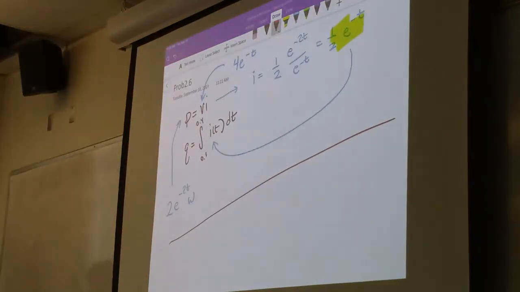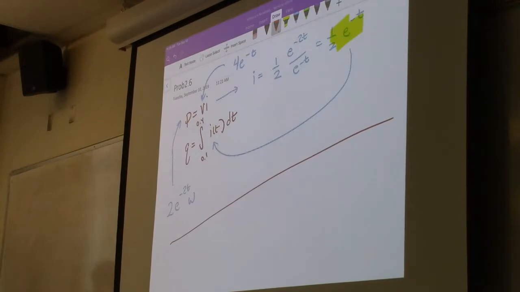So perhaps for some people, maybe that first step of doing I equals P over V, realizing that you can do that with instantaneous or time-varying equations in the same way that you could do it with scalar values, might have been a bit confusing. But you can do that, most definitely.